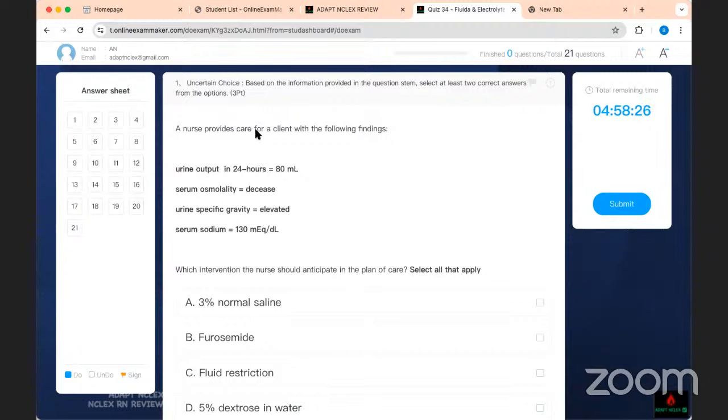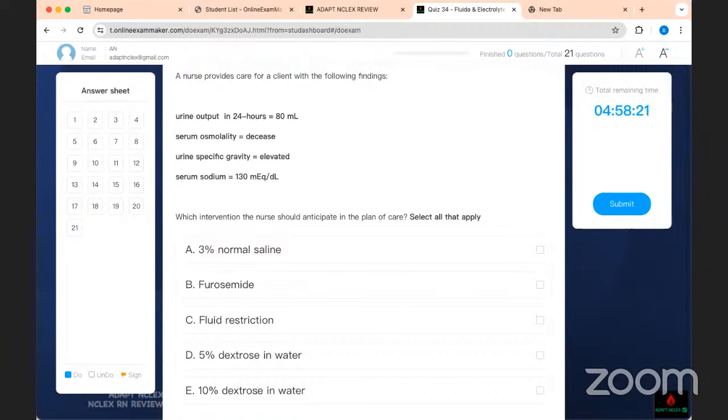Let's provide care for a client with the following findings. This is what you find. This is what they've given you. You have to read it carefully, try to analyze it, then you answer the question, right?